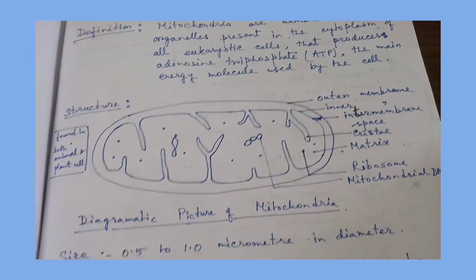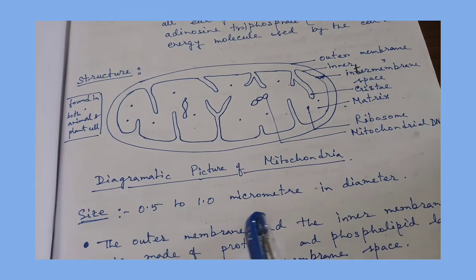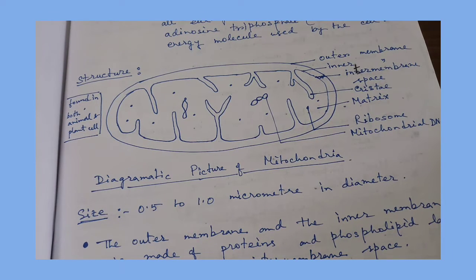What is the size of mitochondria? 0.5 to 1 micrometer in diameter. So it is very tiny. We can see it through an electron microscope.